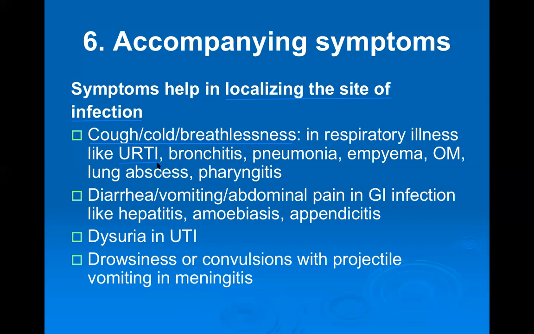Okay, don't get confused. URTI, upper respiratory tract infection. It may be bronchitis, inflammation of the bronchus. Bronchus is a part of lower respiratory tract now. Pneumonia is inflammation of the lung parenchyma. Empyema, collection of pus in pleural cavity. Otitis media, inflammation of middle ear. Lung abscess, and pharyngitis. Now, all of these are different disorders of the respiratory tract or respiratory system.